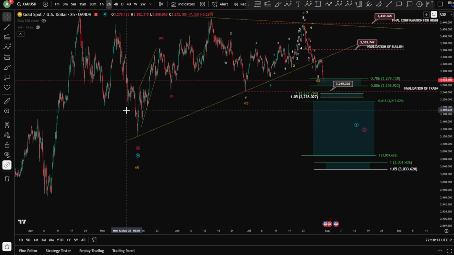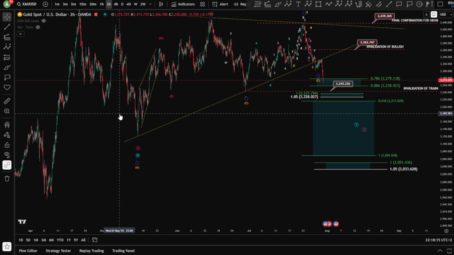That was it for the gold, for the daily close actually.